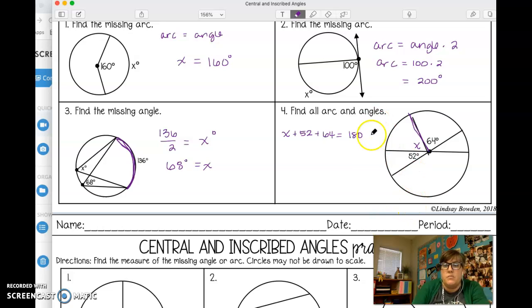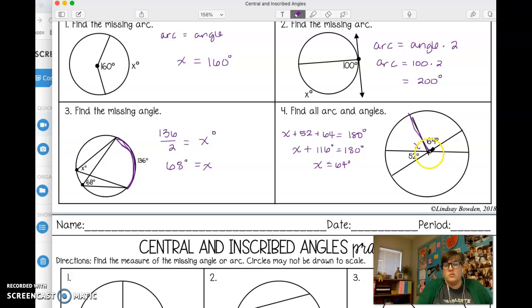And they would all have to add up to 180, so we can add the 52 and the 64. Maybe not trust my math too much right now, so double check it with the calculator. So 116. Subtract that from 180. So that angle should also be 64.